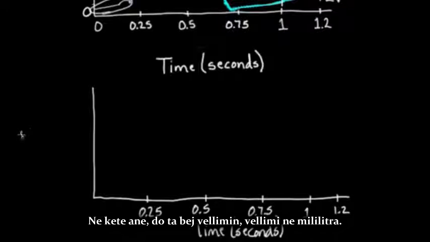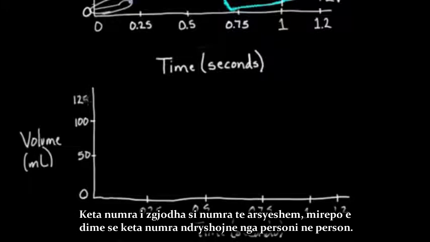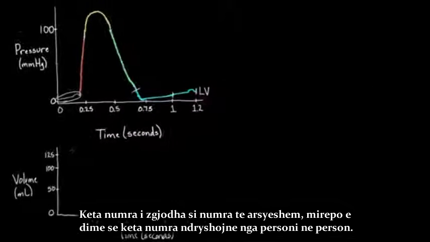And on this side, I'm going to do volume. So volume in milliliters. And we're going to start with 0 down here, and we'll do 50 right there. Let's do 100 and 125. And these numbers I'm just choosing because I think they're reasonable numbers, but of course we know that these numbers can change person to person.